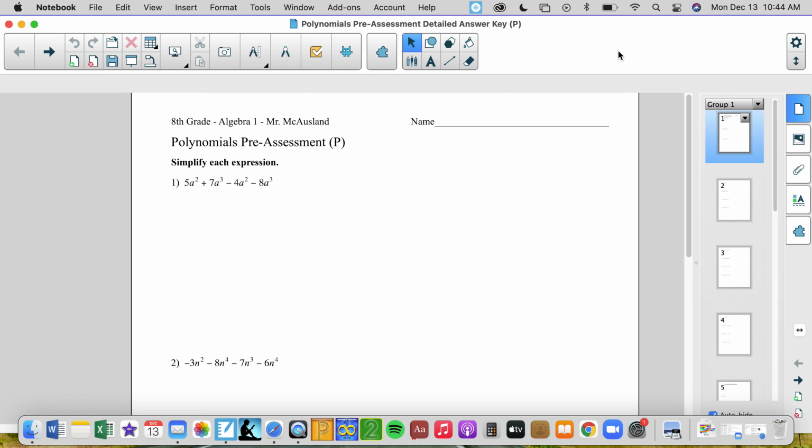We'll be going over polynomials pre-assessment, the detailed answers. We'll be doing addition, subtraction, multiplication, and division.